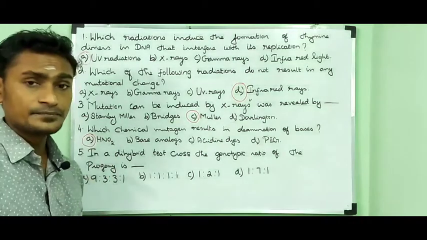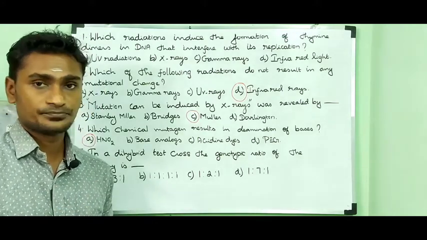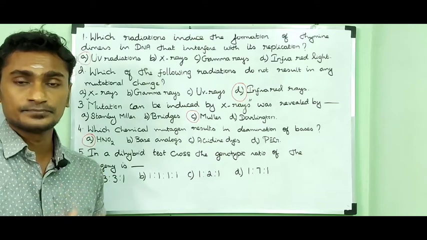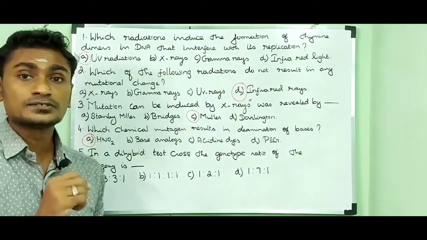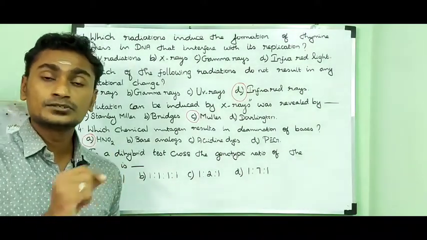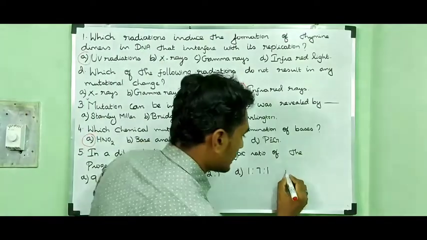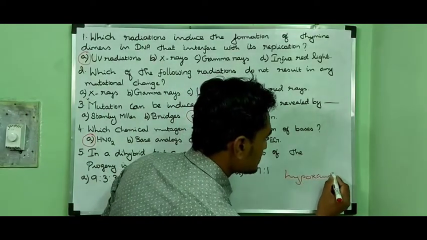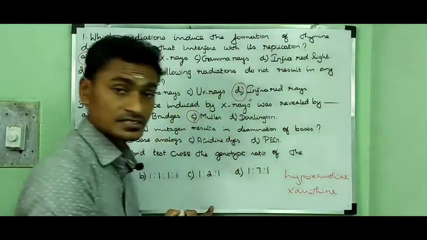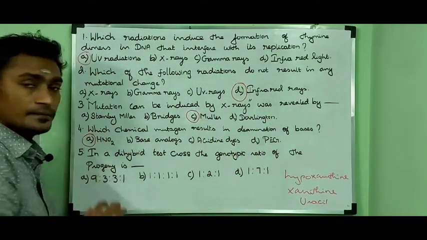Nitrous acid can modify bases like adenine, guanine and cytosine. It converts adenine to hypoxanthine, guanine to xanthine, and cytosine to uracil. So option A is the right answer.